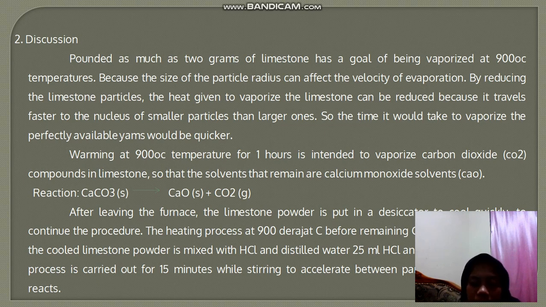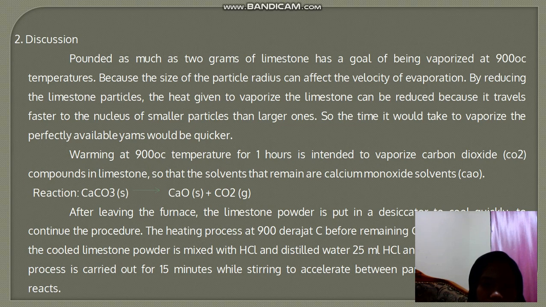Heating at 900 degrees Celsius for 1 hour is intended to vaporize the carbon dioxide in the limestone so that the solid that remains is calcium oxide. After leaving the furnace, the limestone powder is put in a desiccator to cool quickly before continuing the procedure. The heating process at 900 degrees Celsius yields solid CaO.